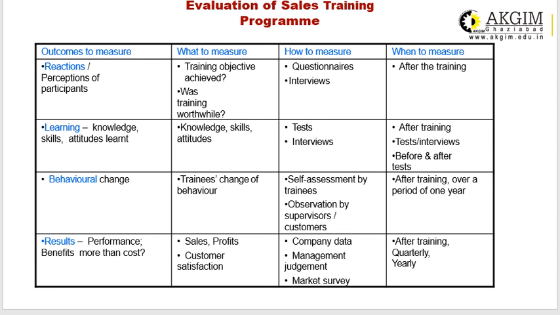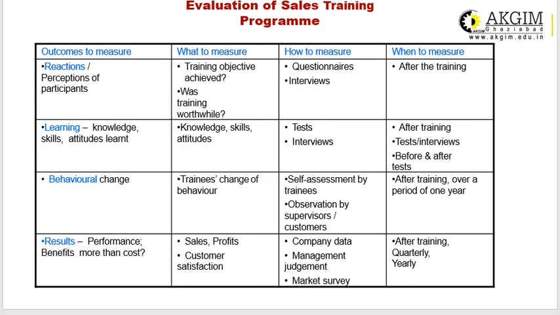So over here, you have mentioned in a tabular form what are the outcomes that have to be measured, what is to be measured, how to measure, and when to measure. The outcomes to measure can be the perception of the participants. What was the training objective? Was it actually worthwhile? How will you measure? You can measure it through questionnaires and interviews, and you will be measuring after the training.